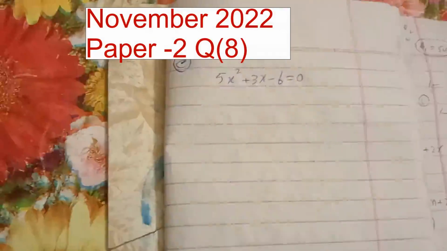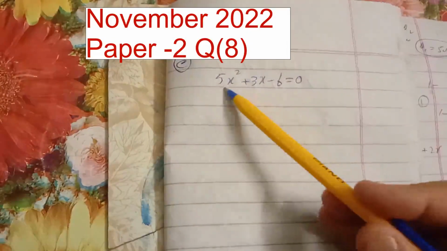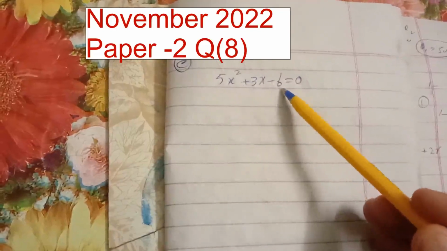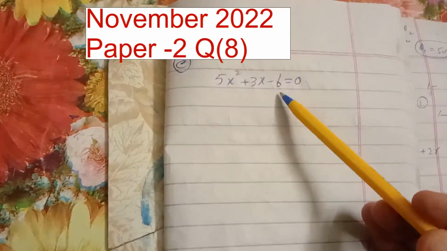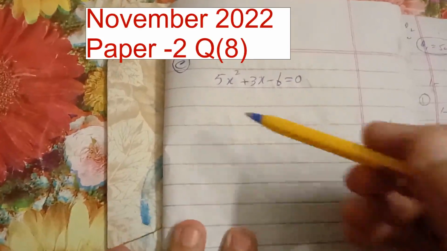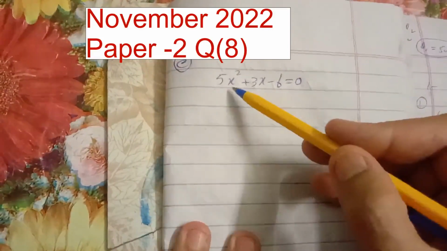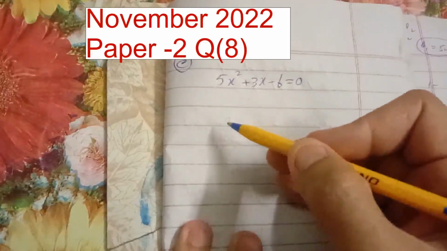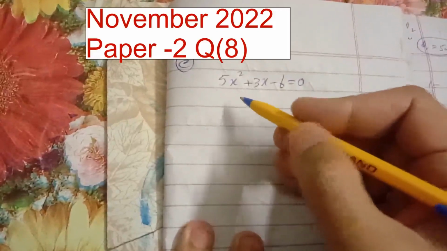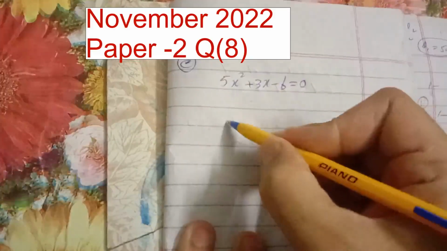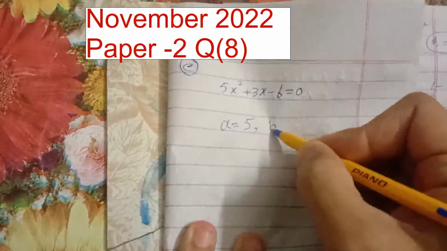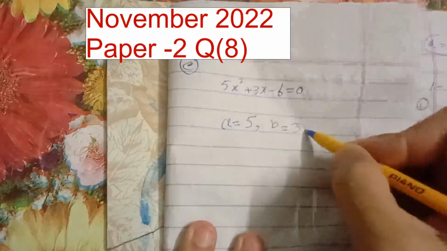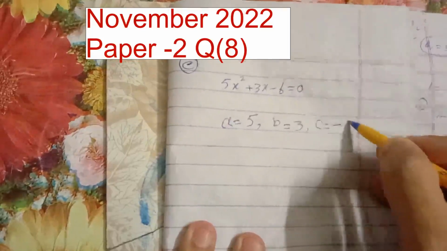E part is: solve the equation 5x square plus 3x minus 6 is equal to 0, and it is written in the question to show all your working and give your answer correct to 3 significant figures. So this is a quadratic equation in x. If you compare it with the standard form, we get a is equal to 5 and b is equal to 3 and c is equal to minus 6.